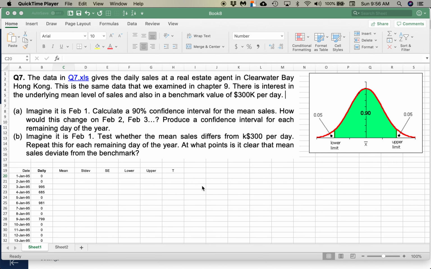Part A reads, imagine it is February 1st. Calculate a 90% confidence interval for the mean sales. Okay, let's do that first.